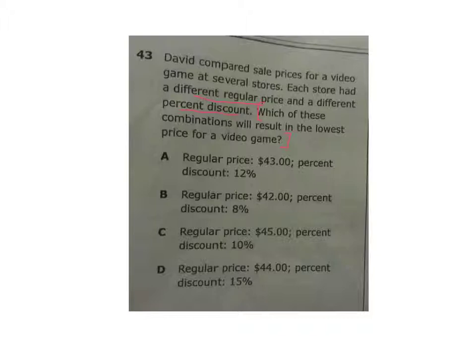One option, A, has a regular price starting at $43 and then a discount of 12%. And so option B is a little bit cheaper at the beginning. It's $42, but it looks like the discount is a little bit less. It's only 8%. So let's figure out how to tackle this.